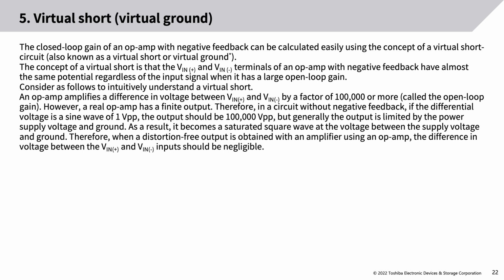An op-amp amplifies a difference in voltage between Vin plus and Vin minus by a factor of 100,000 or more, called the open-loop gain. However, a real op-amp has a finite output. Therefore, in a circuit without negative feedback, if the differential voltage is a sine wave of 1 VPP, the output should be 100,000 VPP, but generally the output is limited by the power supply voltage and ground. As a result, it becomes a saturated square wave at the voltage between the supply voltage and ground. Therefore, when a distortion-free output is obtained with an amplifier using an op-amp, the difference in voltage between the Vin plus and Vin minus inputs should be negligible.